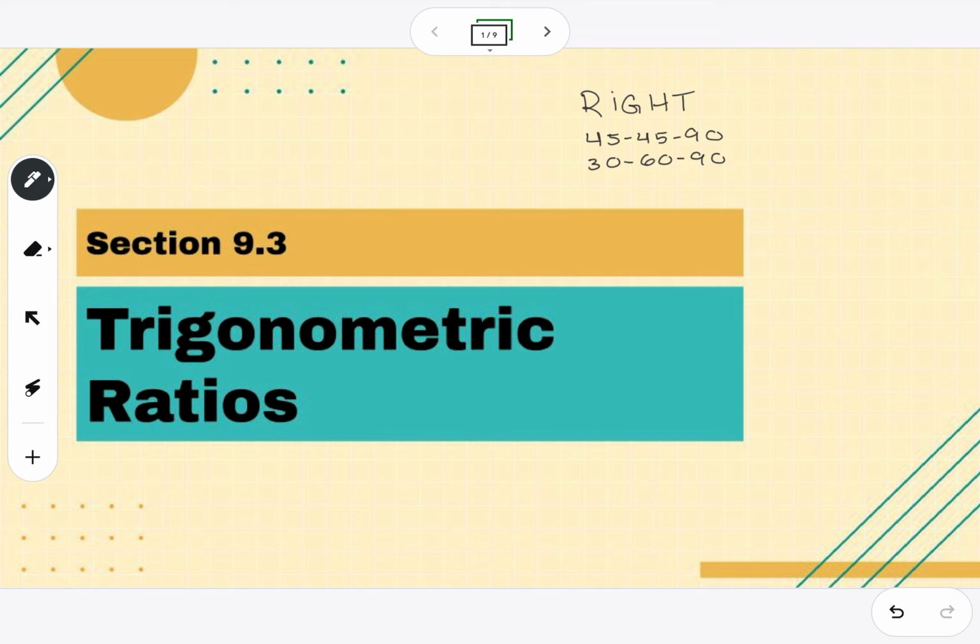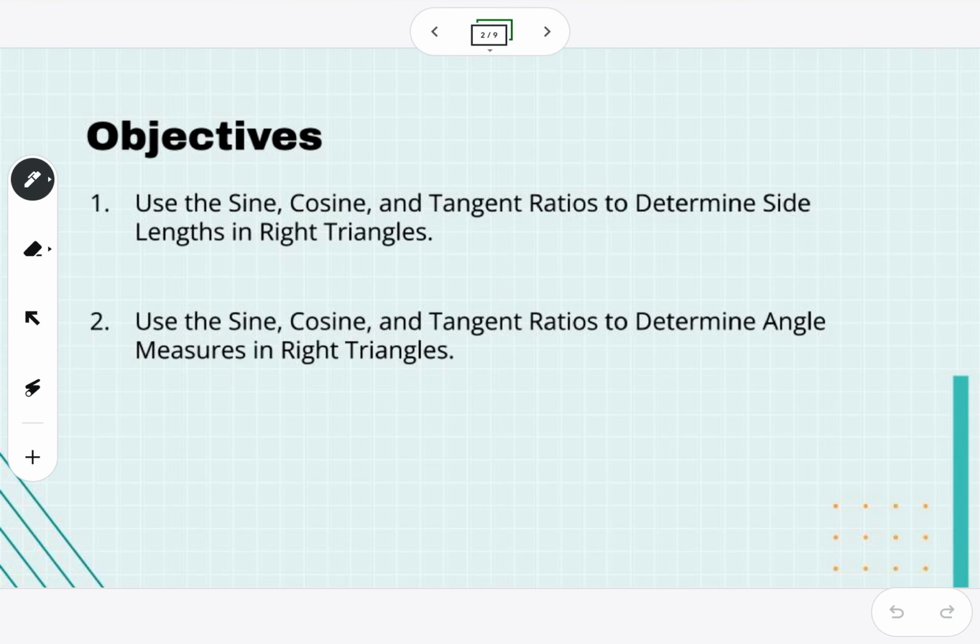We're still going to be talking about right triangles, but now we're going to learn about these new things called trig ratios. So this is just a light little intro into trig. It might be very like, what, new, wow, huh, today. That's totally cool. That's totally fine. Give yourself grace as you're learning something new. So we're going to learn about these things called the sine, cosine, and tangent ratios.